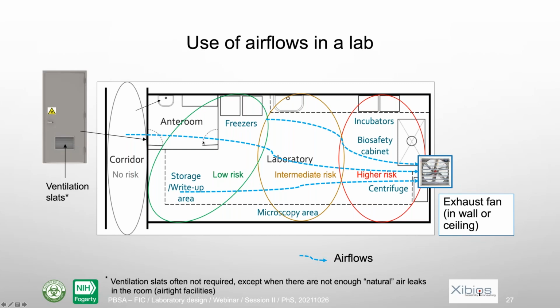Most of the time, there is no problem having that air come in. If it's too airtight, as I said, you could have some ventilation slats. It could be in the door. It could be in some other place, like on the top, in the wall, or so.